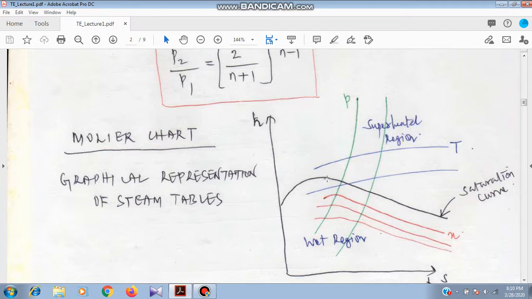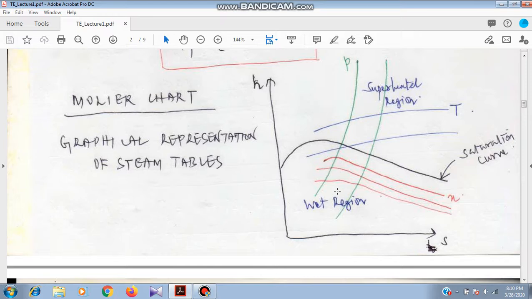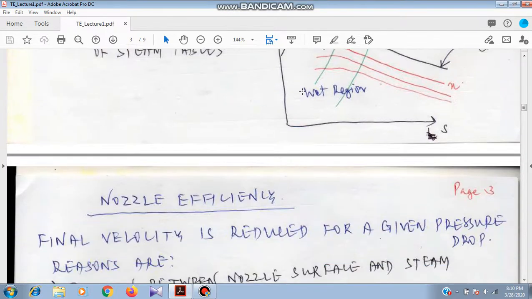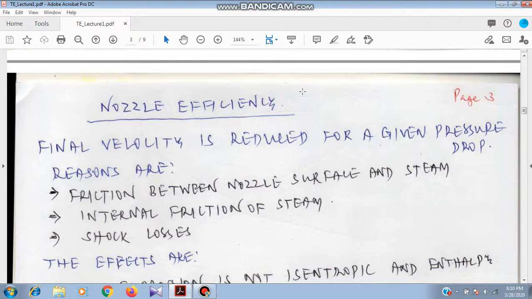And you have a middle curve, that is the saturation curve, and the region below the saturation curve is the wet region. You can see the red curves, that is the constant dryness fraction curves, and in both regions you can see the pressure curve, the green curve, and the temperature curve, the blue curve. And the region above the saturation curve is the superheated region. Now the different losses in the nozzle.